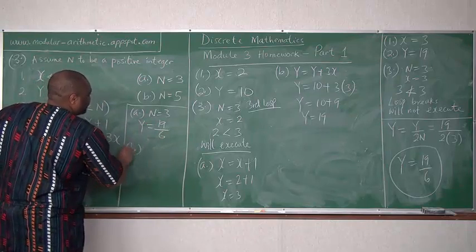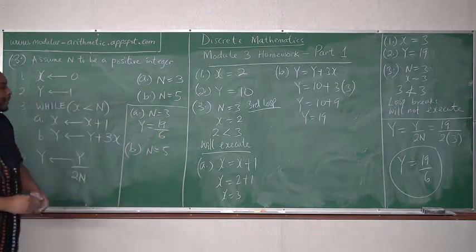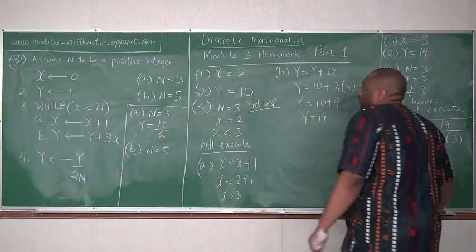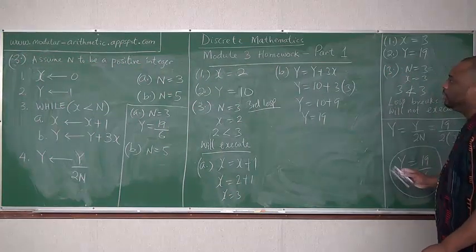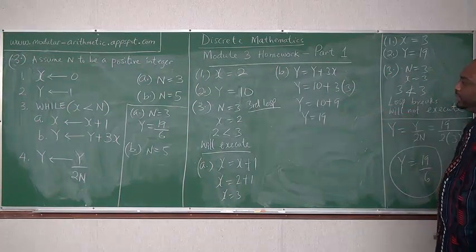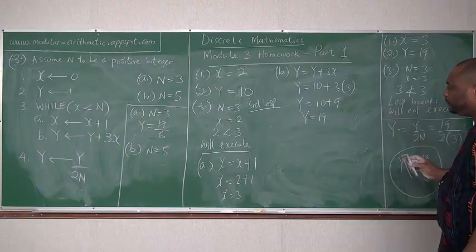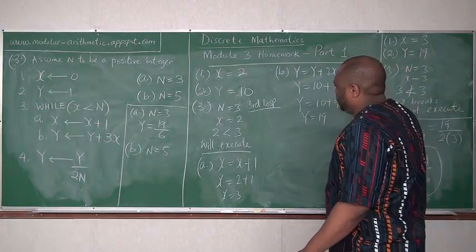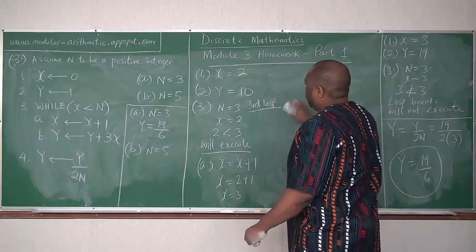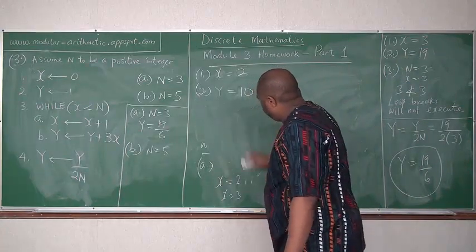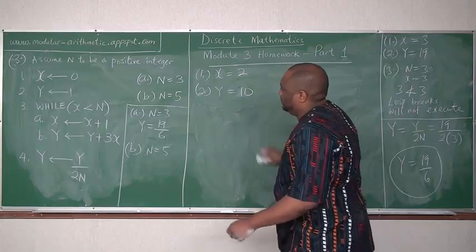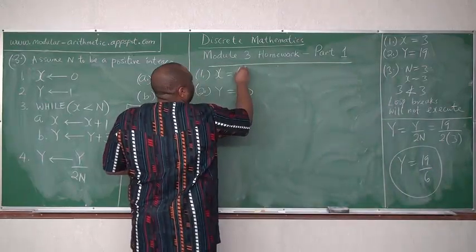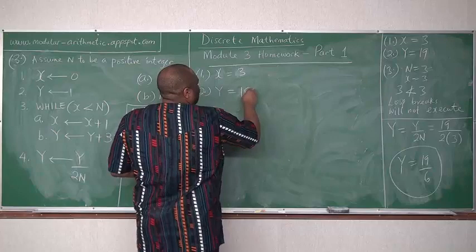Now let's get the b part, n equal to 5. So we continue from here, so we don't erase it. I'm going to just erase here. Okay, we're doing the b part. B part is n equal to 5. So we have that our x is 3 and then y is 19.